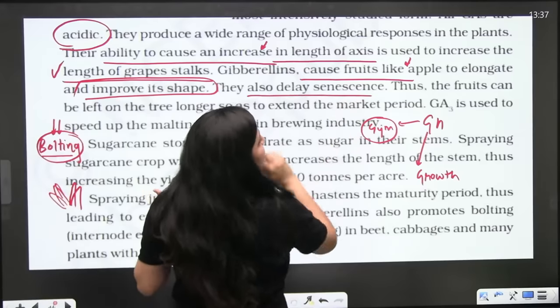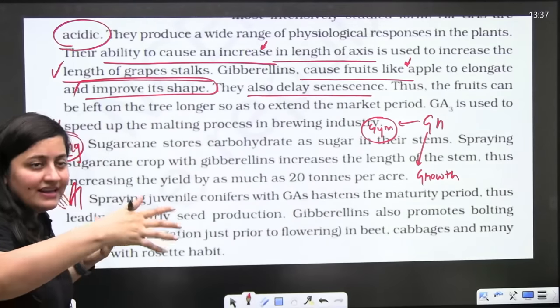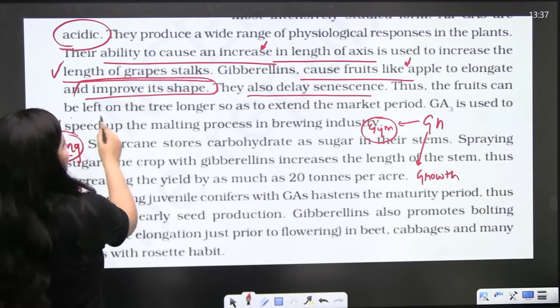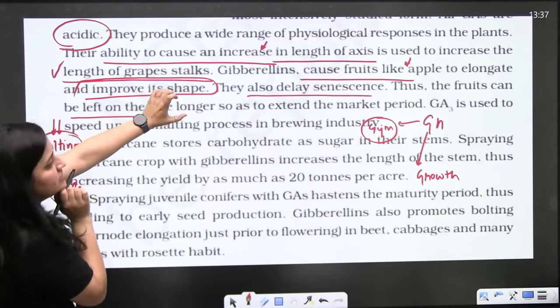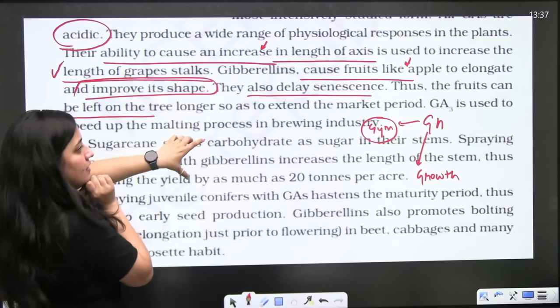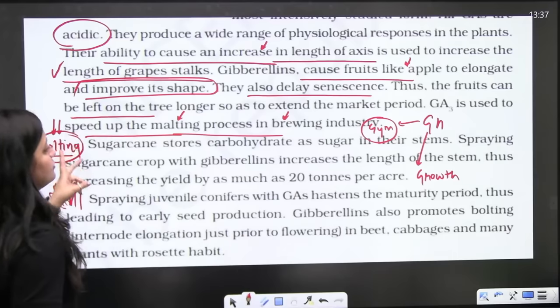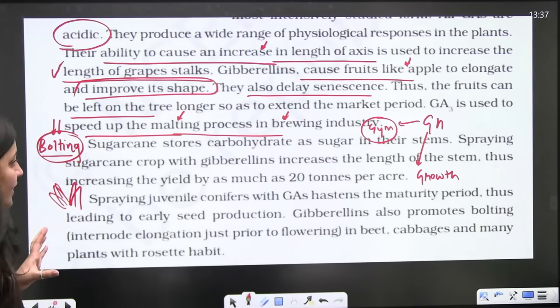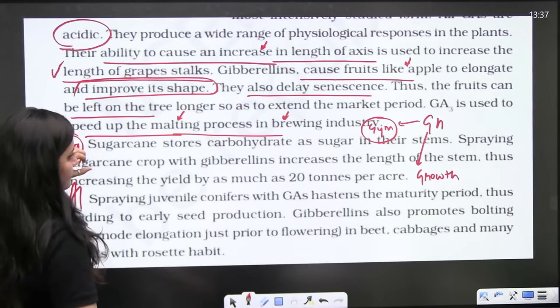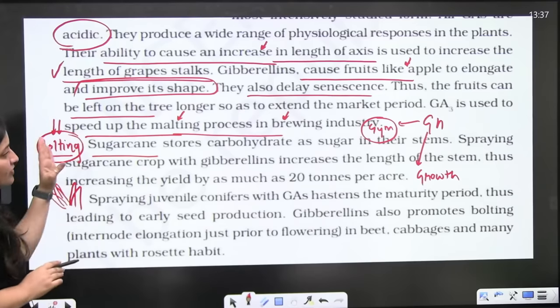So, obviously, it is a growth hormone. It is going to delay the senescence, right? It is going to delay that aging. So, fruits can be left on the tree longer because of this gibberellin, right, bachche? And it even speeds up the malting process in the brewing industry. So, that is what you need to remember. Okay, so as I said, internode length will be increased whenever we apply the gibberellin.